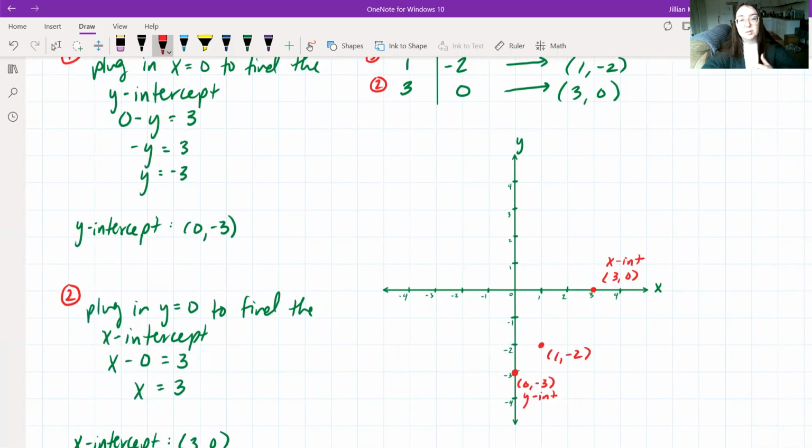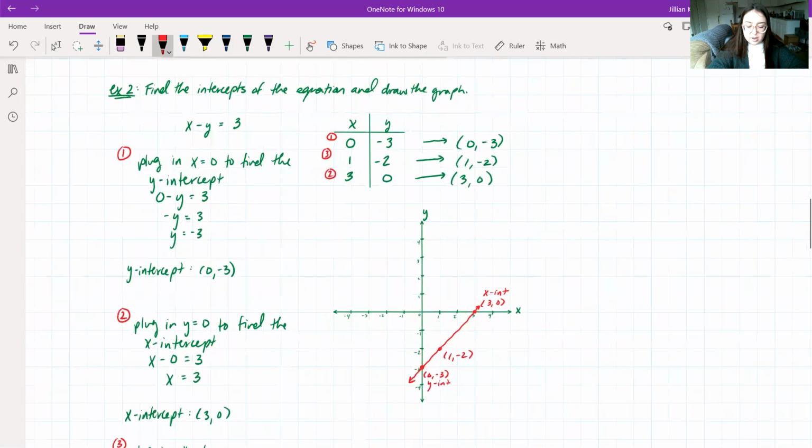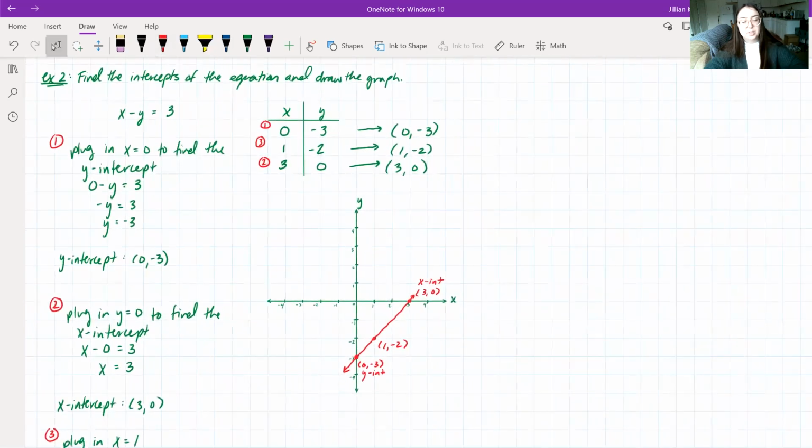And now we just want to connect our points and make sure that all of our points lie on a straight line. We're just drawing as straight as we can. We see that they are. I'll draw a little arrow there. So all of our ordered pairs fall on our graph of our equation, which was just that line there.